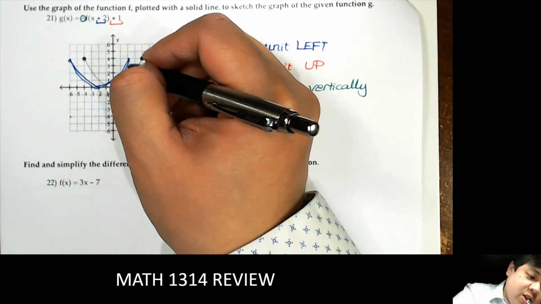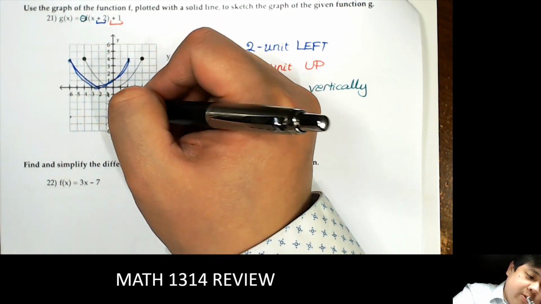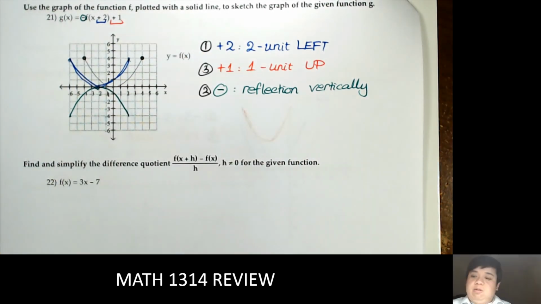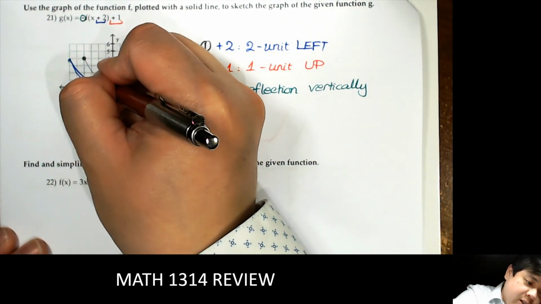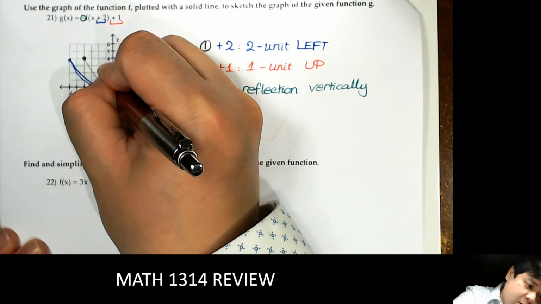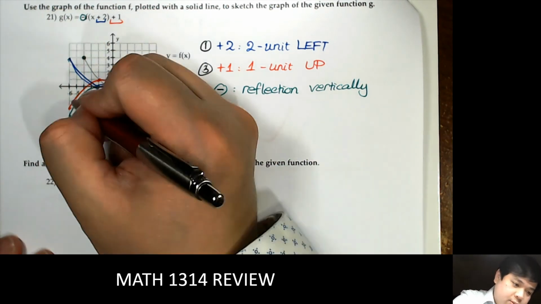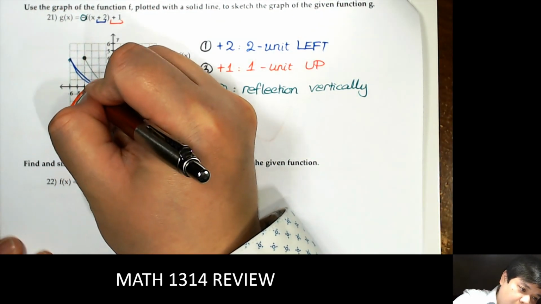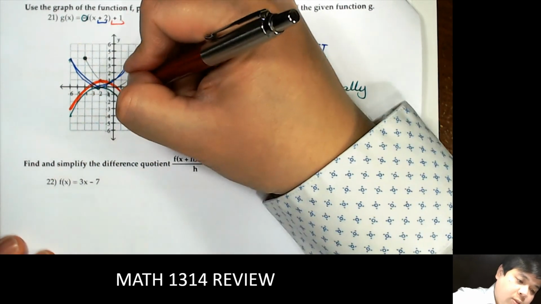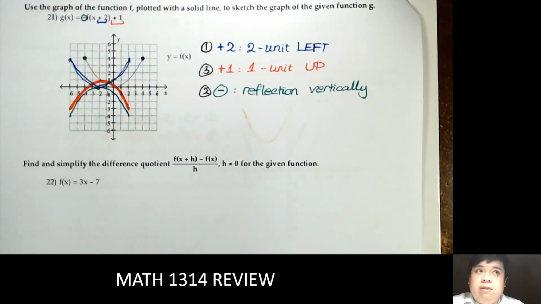Notice now we just focus on the graph. We just draw, ignore the original graph. This point 4 up, 4 down, and we have that graph. And finally, just move everything up 1 unit. And that's what we have.